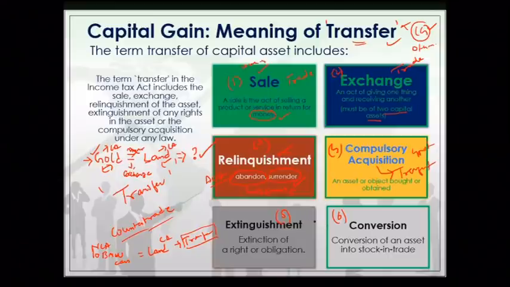Finally, we have extinguishment. Extinguishment is when you lose the right over the asset because you have not fulfilled a particular obligation. For example, if you have taken a home loan, what happens if you don't pay installments? If you miss a couple of installments, the bank will send a notice, and then if you don't reply, the bank will take over your property. In that case, you will lose your property also, and you have to forego all the installments which you have already paid. So when you lose the rights over your property and when you lose the privileges, such a transaction is called extinguishment.